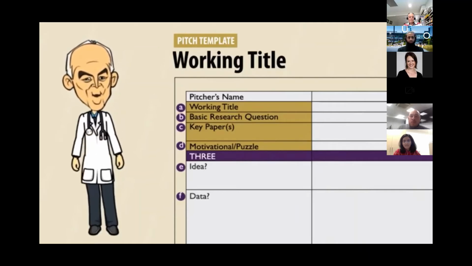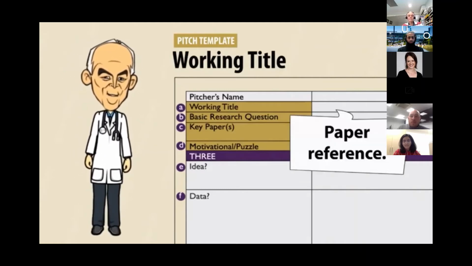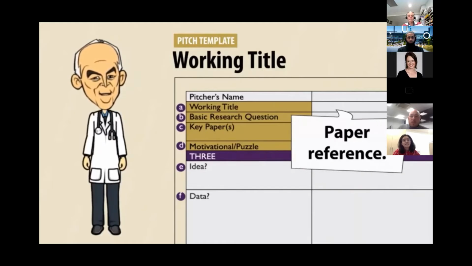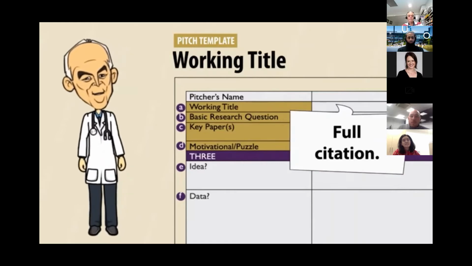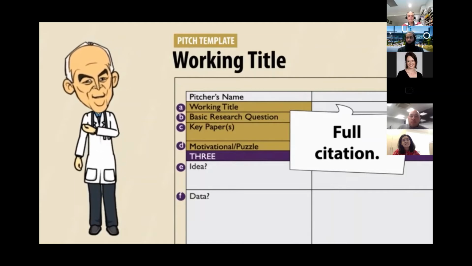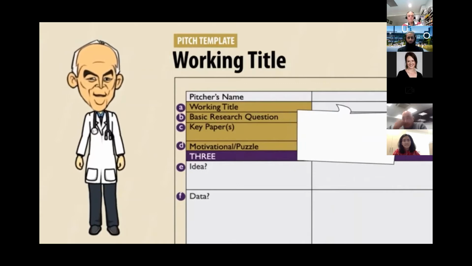The first section in a reverse engineered pitch is the actual paper reference details, rather than a working title. In the example, instead of writing only the title of the article, the author puts in the full citation. This is good practice. This way you can easily and accurately refer to the pitch later when identifying patterns and writing of the literature review.